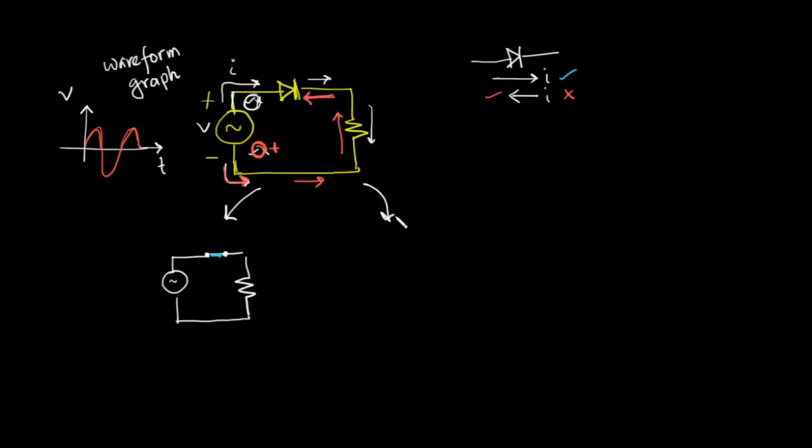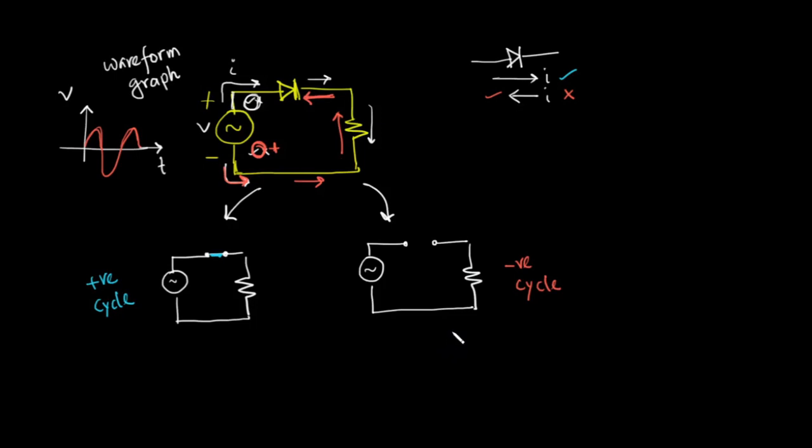So I can draw the circuit like this. This is an open circuit, and I have my load resistance. In the positive cycle, the diode acts as a short circuit and allows voltage and current to pass. In the negative cycle, the diode acts as an open circuit and it allows no voltage or current to pass.